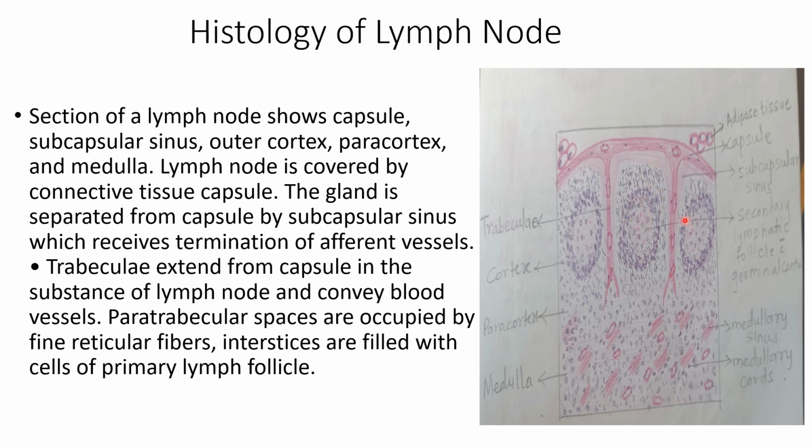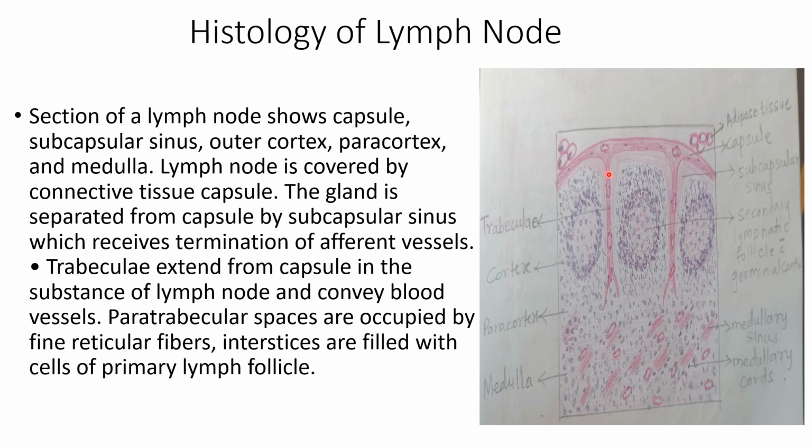So this is all cortex. After that, we have the paracortical area, which is also known as thymus dependent area. The gland is separated from the capsule by the subcapsular sinus, and the afferent vessels open into the subcapsular sinus in which lymph is present.